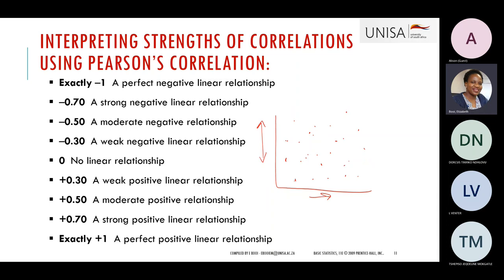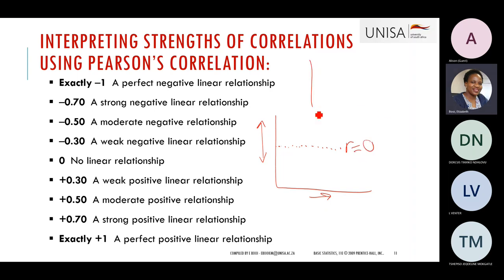Or alternatively, you can have a scenario where your dots look like this. It's not a perfect relationship because when the value of X is increasing, the value of Y is staying constant. So there is nothing there. So your R here will be equal to zero.